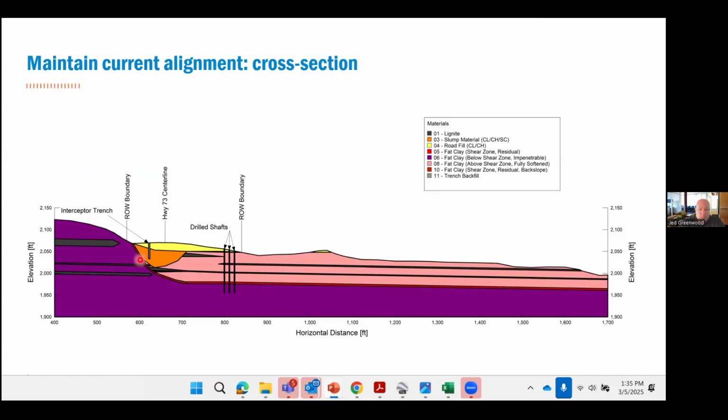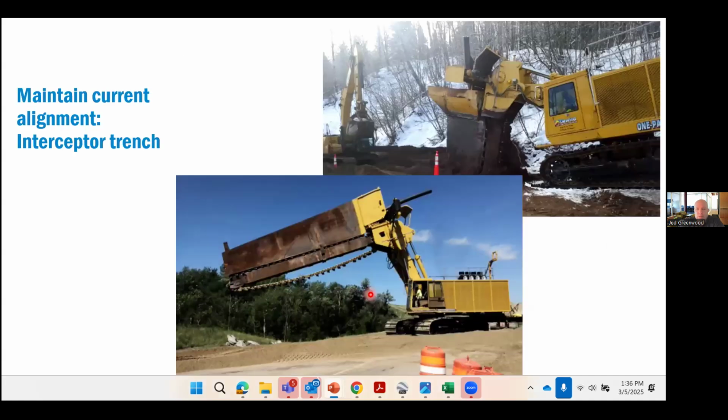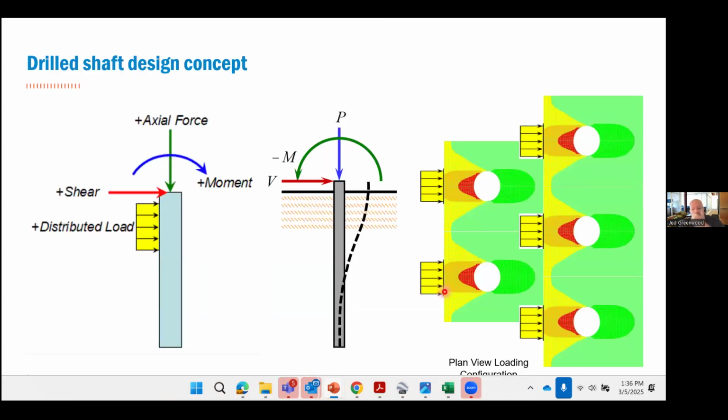Similar to what we were looking at before, the interceptor trench would go here. And the idea would be to capture any water that's coming in from these lignite seams. And then the drilled shafts, this shows 3 rows. Most of the alignment had 2 rows, but in the area where we have the 2 shear zones, we went to 3 rows of drilled shafts there. So here's what the trencher looks like to install the interceptor trench. I have a video of that that I'll show in a minute.